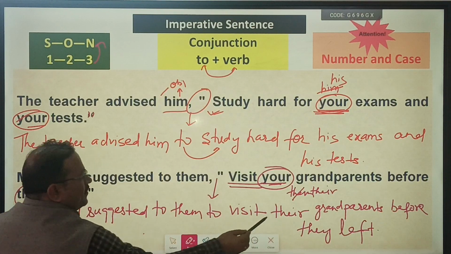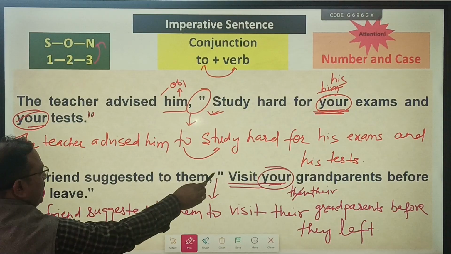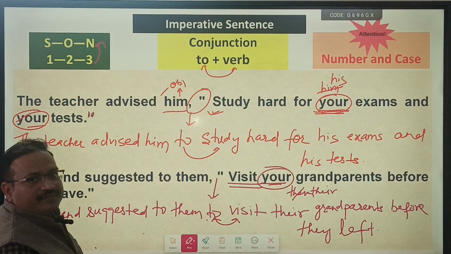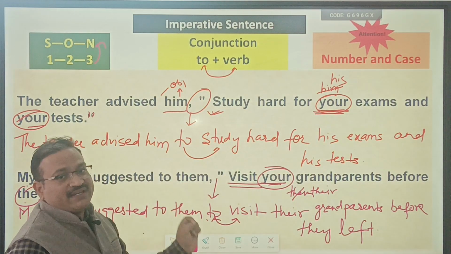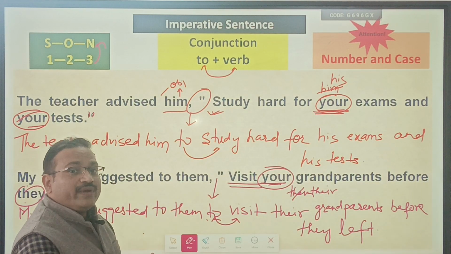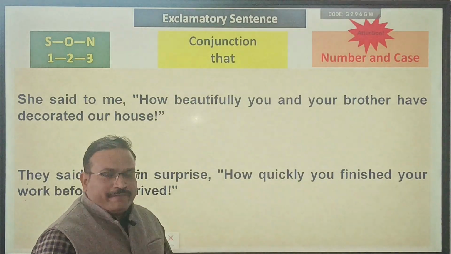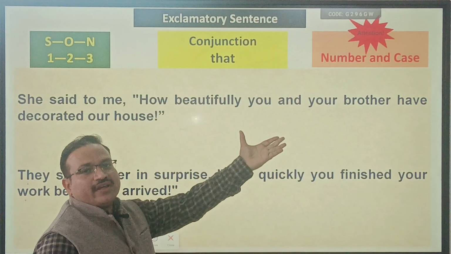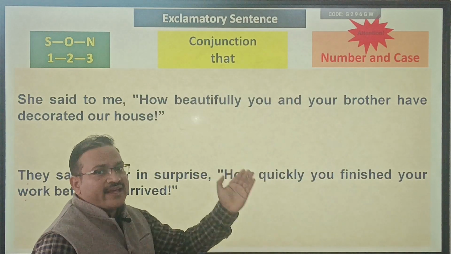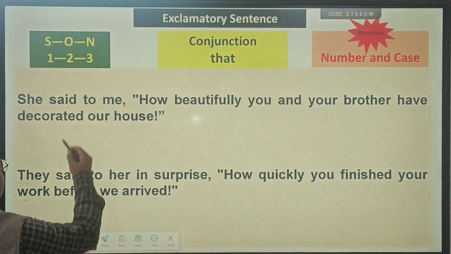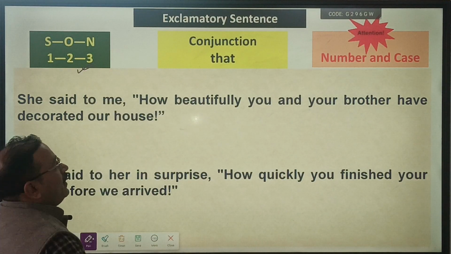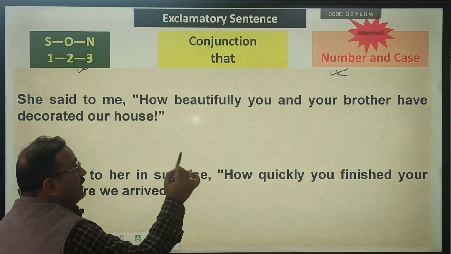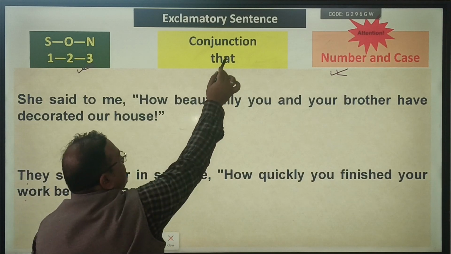Your changed into their, and inverted comma changed into to plus verb. Very simple. So we have completed imperative sentence. Now next we are moving to exclamatory sentence. Friends, now we have exclamatory sentences as reported speech. How to change narration now? Let us understand. We know this formula. We know this also, these two conditions we have discussed. In exclamatory sentence, we use that as conjunction.